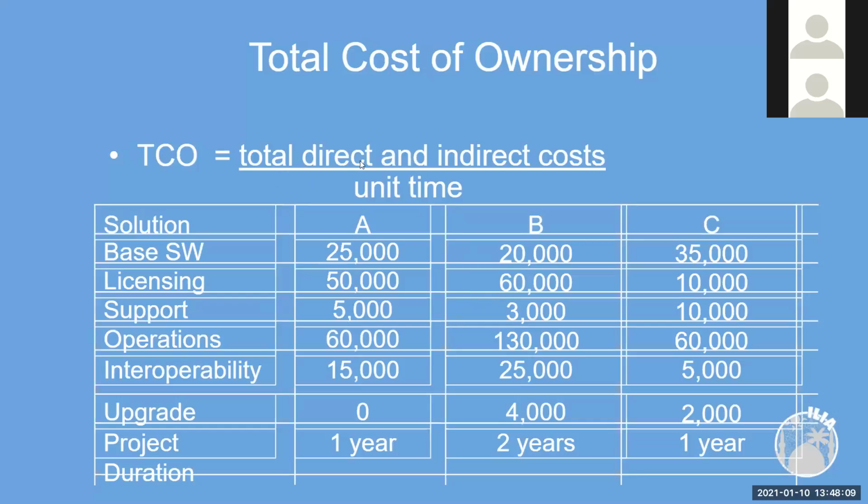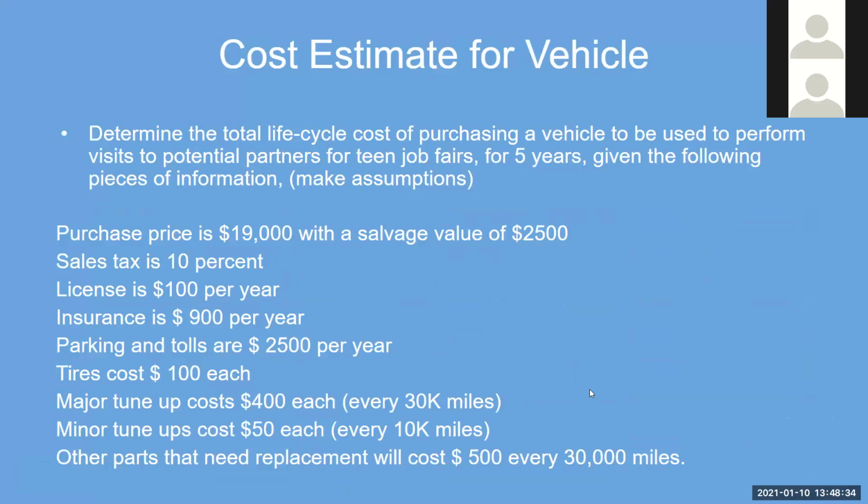It's the total direct and indirect costs divided by some unit time. Usually that unit time is a year. Here's 3 different examples. Different components have different costs, and you can calculate the per year cost. In this case, number B, you want to divide it by 2, the total, to compare apples to apples. But it tells you the total cost of ownership, everything together.